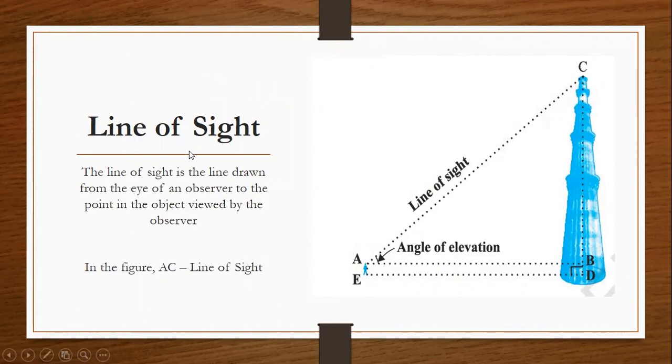First one is line of sight. The line of sight is the line drawn from the eye of an observer to the point in the object viewed by the observer. Here, A is the person, the observer. This person is looking at the top of this tower, which is the point C. So there is a straight line of sight. His view is called the line of sight. So mathematically, AC will be the line of sight.